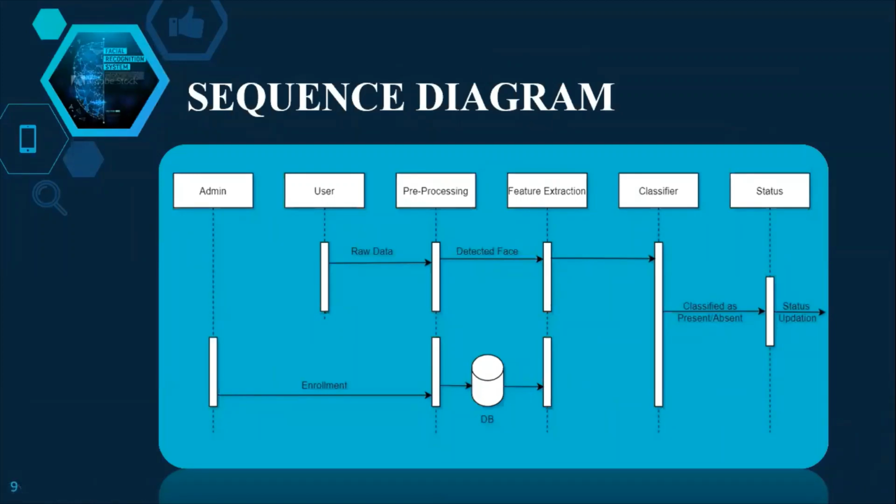Sequence diagram, we have two phases. Phase one is the admin phase and phase two is the user phase. In phase one, the admin enrolls the student's information and stores it in the database. In phase two, the user collects the raw data, pre-processes it, and detects the face using DNN as said by Suhas. Later, feature extraction is done. In the classifier module, it classifies the input images as absent or present and updates the status module as present or absent.